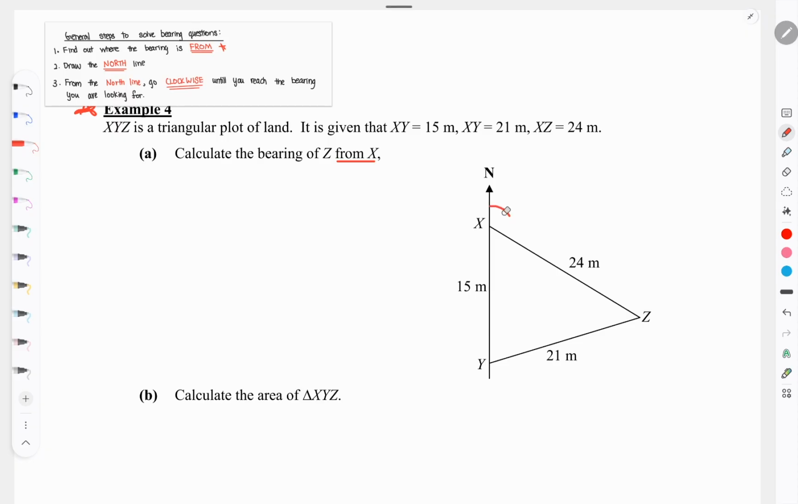Okay, so I go to X, slowly go down. Okay, this is the angle that I want to find. Okay, but before I can find this angle, I need to know this angle in blue color first. But the question only gave me 3 sides with no angle. So what do I do?